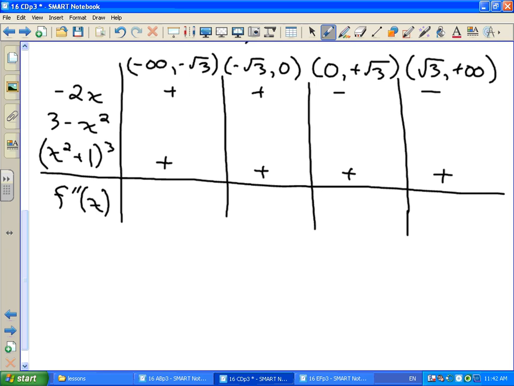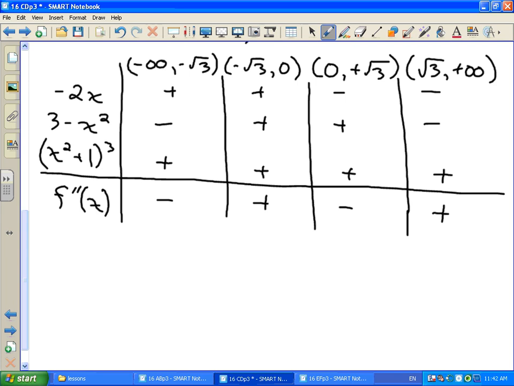So let's see. We can imagine putting in a test value of something like negative 10. We square it, we get 100, so it's 3 minus 100, so it'll be negative. Next column, we can imagine putting in like negative 1, sorry. But we square it, we get positive 1, 3 minus positive 1, all right, positive. And then the same sort of thing there and there, positive and negative. So our second derivative is going to be negative, positive, negative, and positive.